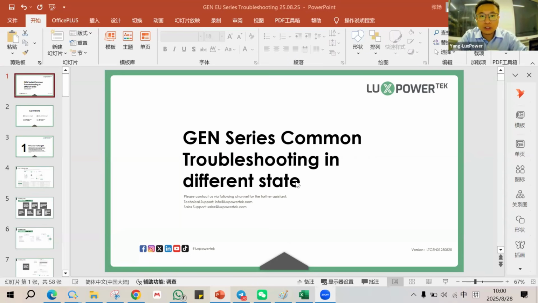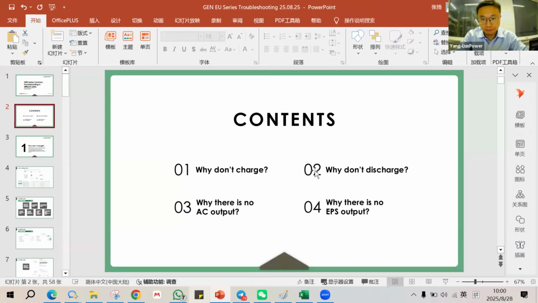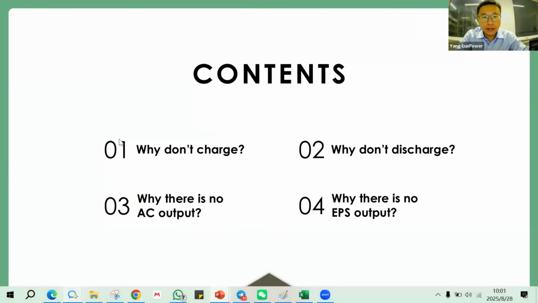We will continue to talk about the GEN series, and the topic of today is the common troubleshooting in the different states for the GEN series. Because today's topic is a little bit big, it basically has four different parts. First, why the inverter doesn't charge the battery. Second, why the battery didn't charge or didn't take the load. Third, why there's no AC output, and why there's no EPS output. Today we will focus only on the first one.